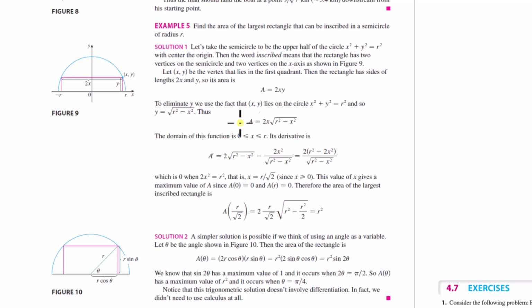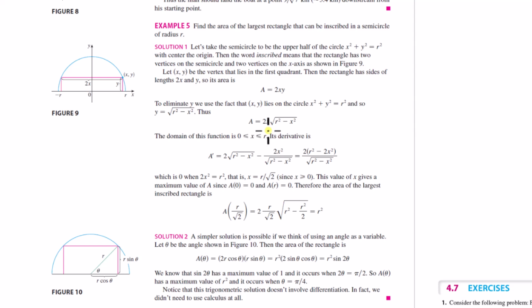What about the domain? Well, x is going to go from 0 to r. So we're going left to right. You could have x be r, and then the area of the rectangle is 0, or it could be something less than r all the way to x equal to 0, where the area is 0 again. So x is between 0 and r, and it's a closed interval.